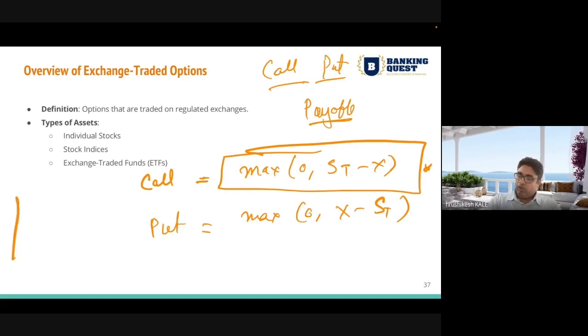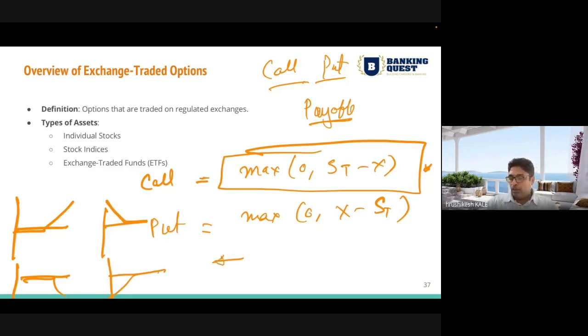I would also request you to know almost by heart all these four payoff diagrams, because next weekend we are going to see hedging techniques using options. In that hedging technique, we will be working with butterfly spreads, we will be working with straddles, triangles. We will be using two calls, one put, two puts, two calls, and all permutation combinations of these.